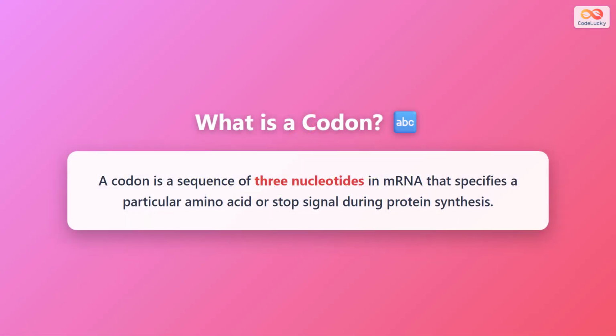A codon is a sequence of 3 nucleotides in messenger RNA that specifies a particular amino acid or stop signal during protein synthesis. Think of codons as the words in the genetic language. Just as words in English are made up of letters, codons are made up of nucleotides. Each codon acts as a specific instruction that tells the cellular machinery which amino acid to add next when building a protein.